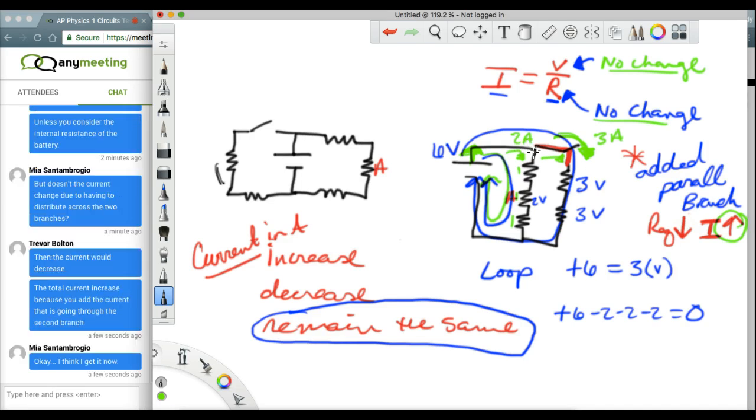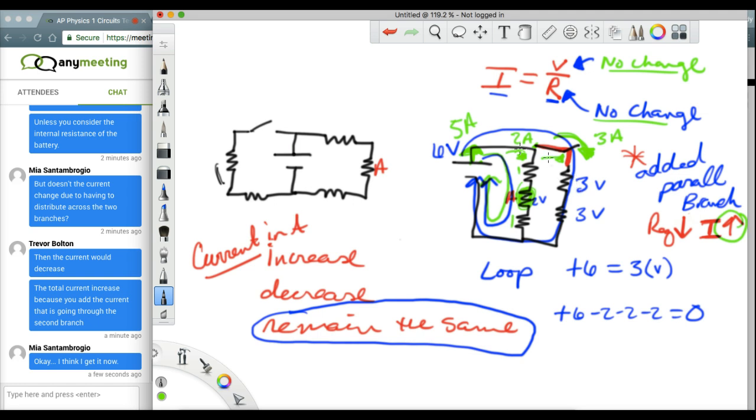So the current initially leaving the battery was 2 amps. When the switch was open, the current leaving through the battery was 2 amps, and there was 2 amps of current going through resistor A. But then when the switch closed, overall resistance went down, overall current went up, and guess what the new current coming out of the battery is? It's 5 amps. Well, guess what? 2 amps still go down there, and now 3 amps go down there. So the current does split, but the overall current also increased. So the overall current increased by the amount that it needed in the new branch.